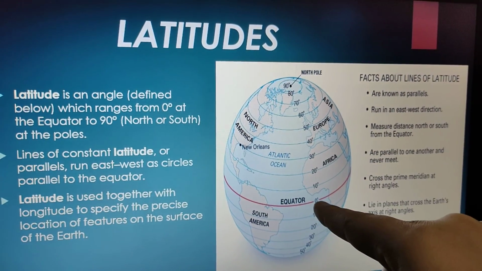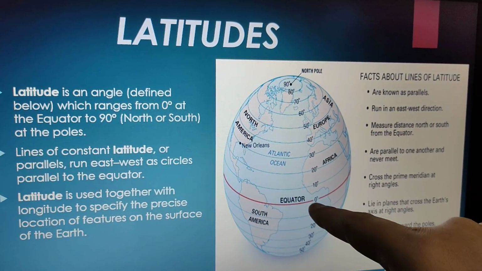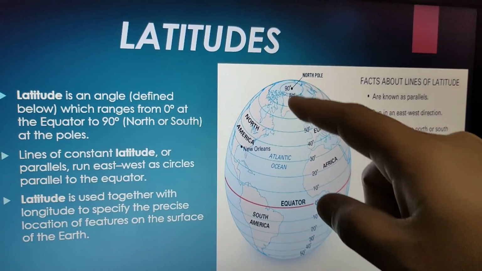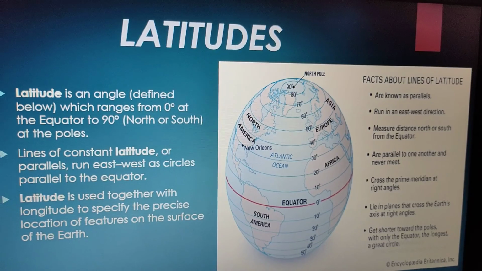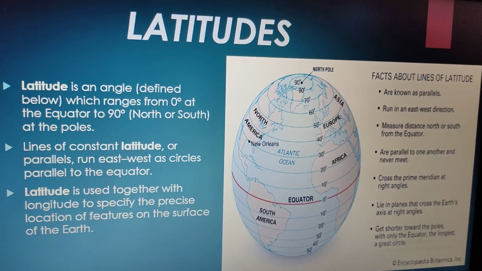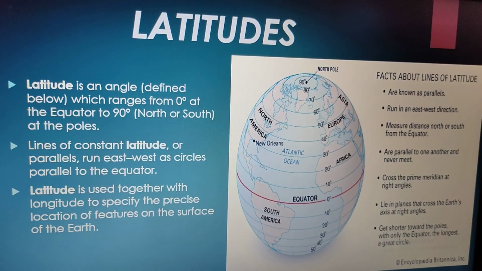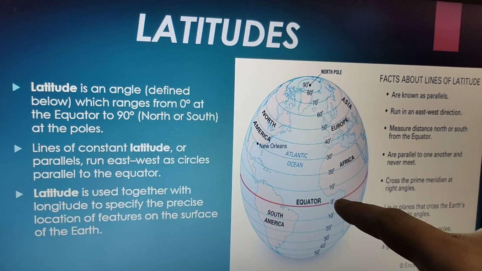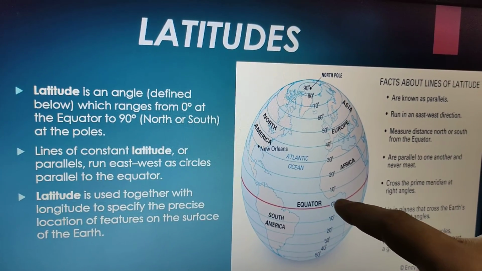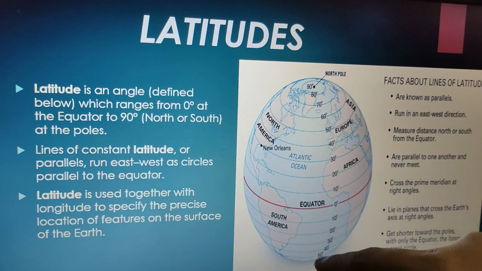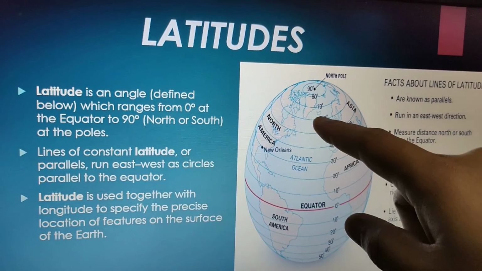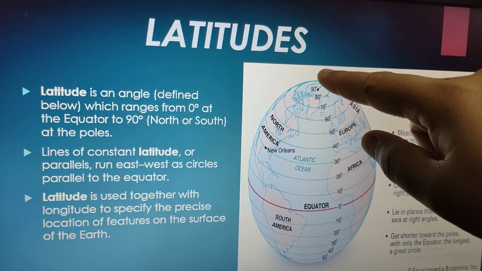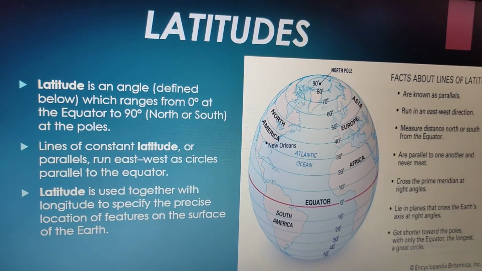The way the equator is a latitude at 0 degree, the prime meridian is a longitude at 0 degree. So the equator cuts the prime meridian at right angles. Also, they get shorter as we move towards the pole. And one important thing, they measure distance north or south of the equator, that means 0 degree to 90 degree north and 0 degree to 90 degree south.